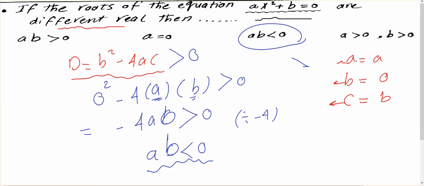If the two roots are different reals, that means that the discriminant is greater than 0. b square minus 4ac greater than 0. Here a equals a, and c equals b. Negative 4ab greater than 0, divided by negative 4. That means that the sign changes, and ab is smaller than 0.